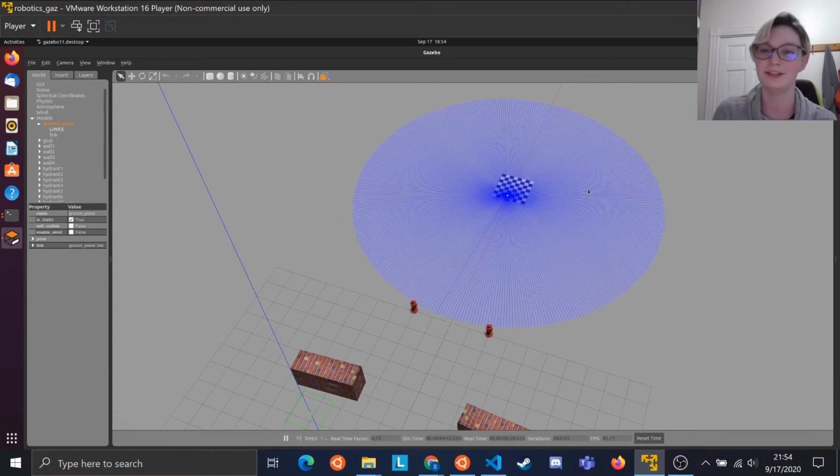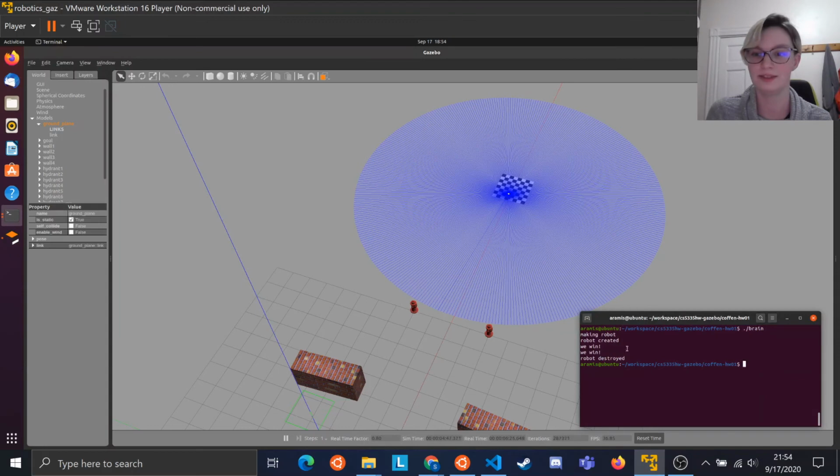The robot made it to the goal. And now it's stopped. And you can see over here that we won and the robot was destroyed.